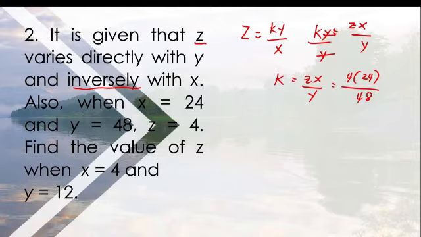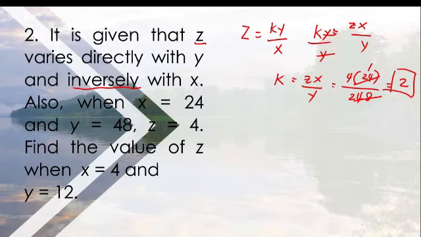Ayan. Tapos, simplify 4 times 24 over 48. Tapos, pwede natin i-simplify itong 24 saka yung 48. This will be 1 na lang. Then, this one is 2. And then, 4 times 1 is 4. Divided by 2 is 2. So, ang constant natin dito is 2.